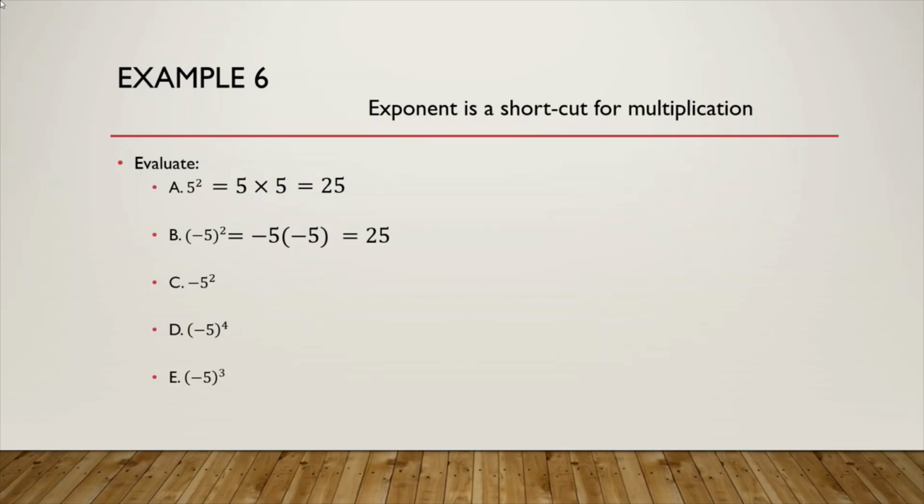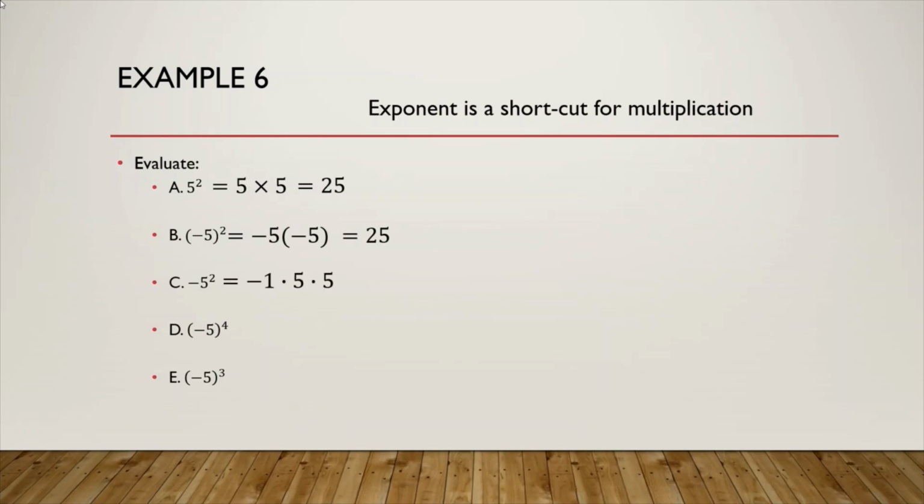Letter C is a little tricky, that's why I throw it in here. Because what you're doing, you're actually squaring the number first. We'll go into a little bit of order of operations. So you're squaring the 5 first, and that negative in front acts like a negative 1.